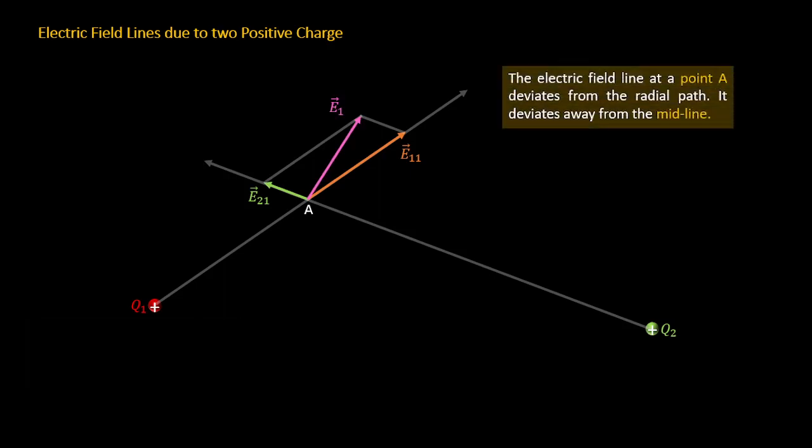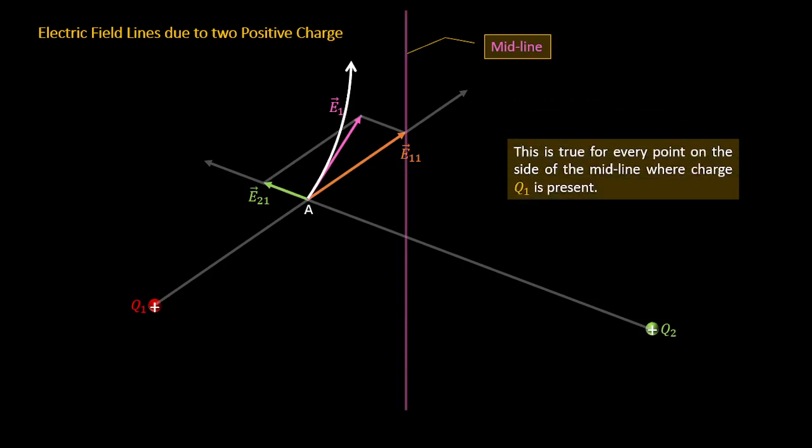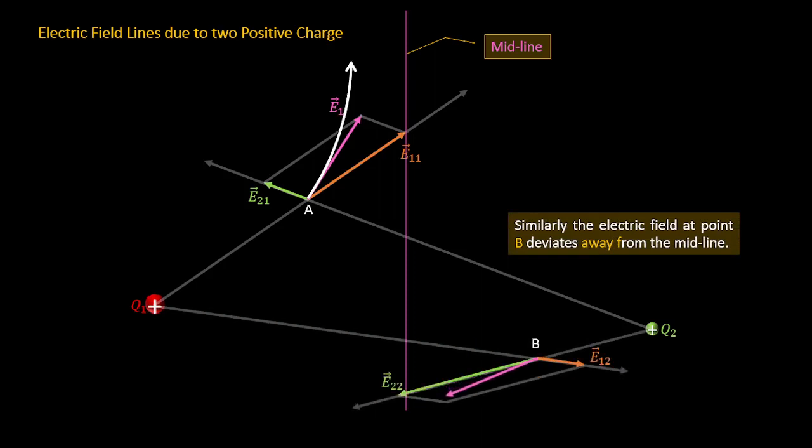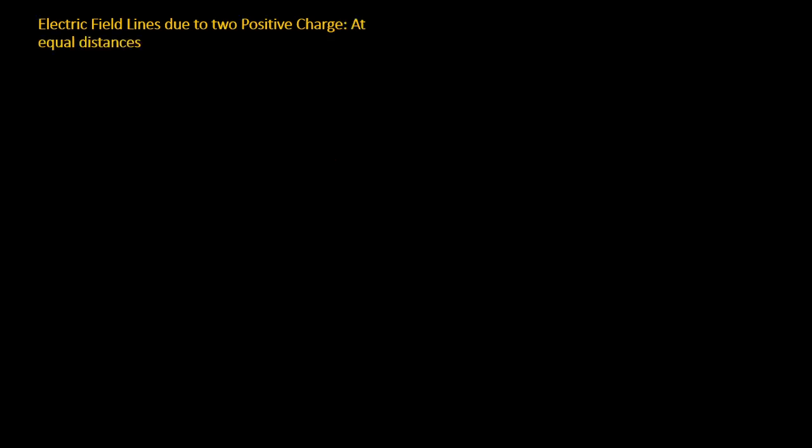The electric field line at point A deviates from the radial path. It deviates away from the midline. This is true for every point on the side of the midline where charge Q1 is present. Similarly, the electric field at a point B deviates away from the midline. For simplicity, we assume that the two charges are equal.